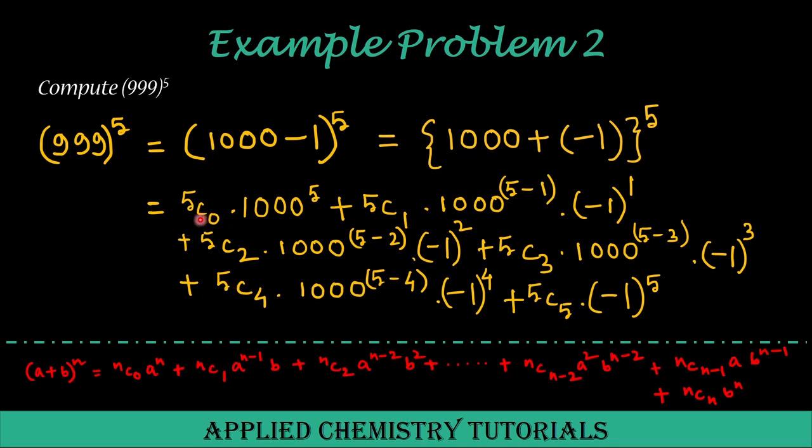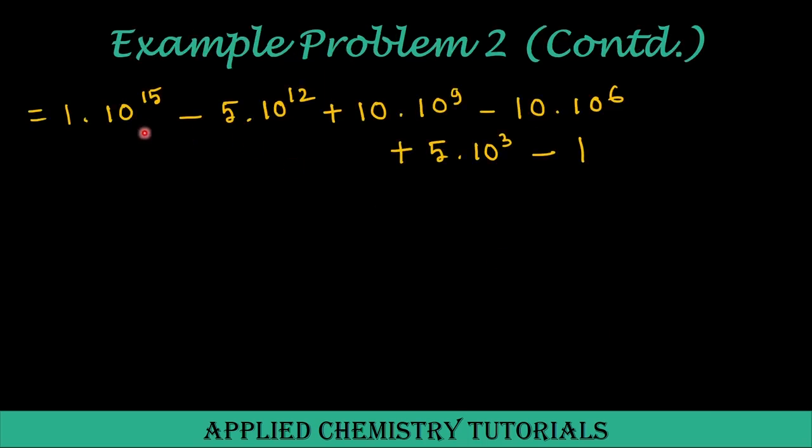Now we can easily calculate the values of 5C0, 5C1, 5C2, 5C3, 5C4 and 5C5 using the formula of combination. So 5C0 is 1, 5C1 is 5, 5C2 is 10, 5C3 is 10, 5C4 is 5 and 5C5 is 1. So we can rewrite it as 1 multiplied by 10^15 minus 5 multiplied by 10^12 plus 10 multiplied by 10^9 minus 10 multiplied by 10^6 plus 5 multiplied by 10^3 minus 1.